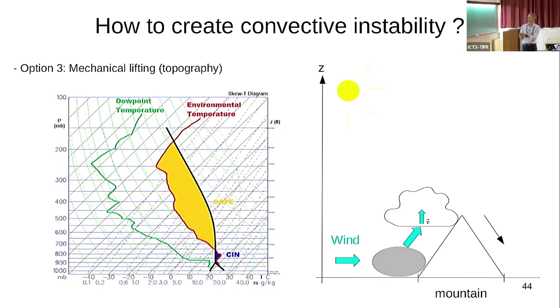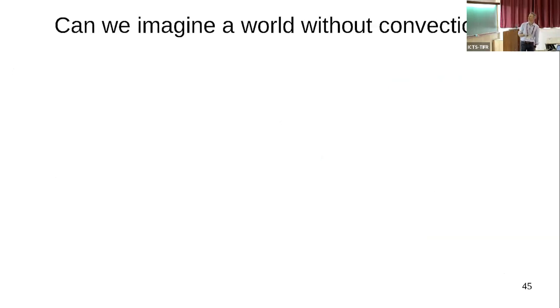So yes, if you have mechanical lifting here, you can just go past the sin, and you can directly start from higher up in the air where it's already buoyant. Yeah, this is another possibility. There are many others, but I'll just stop here.